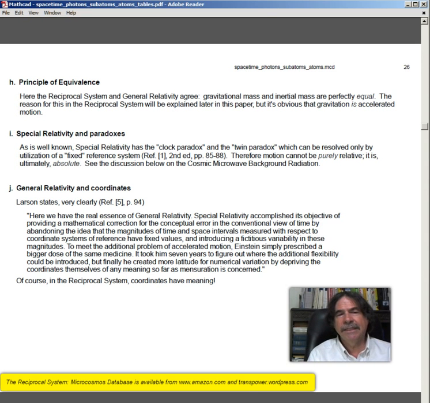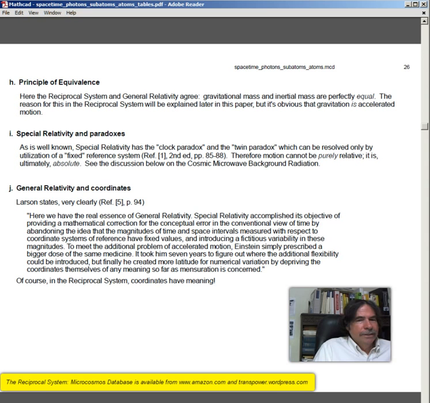J, general relativity and coordinates. Larson states very clearly in reference 5, page 94: Here we have the essence of general relativity. Special relativity accomplished its objective of providing a mathematical correction for the conceptual error in the conventional view of time by abandoning the idea that the magnitudes of time and space intervals measured with respect to coordinate systems of reference have fixed values, and introducing a fictitious variability in these magnitudes.